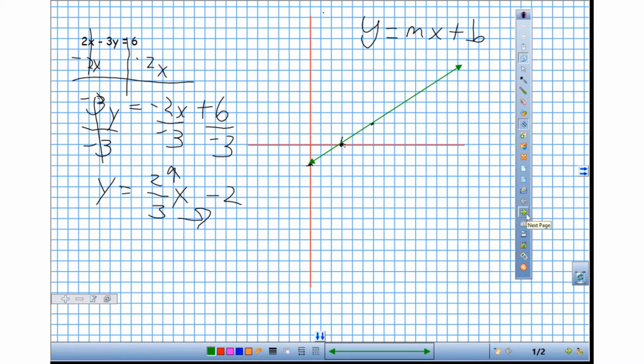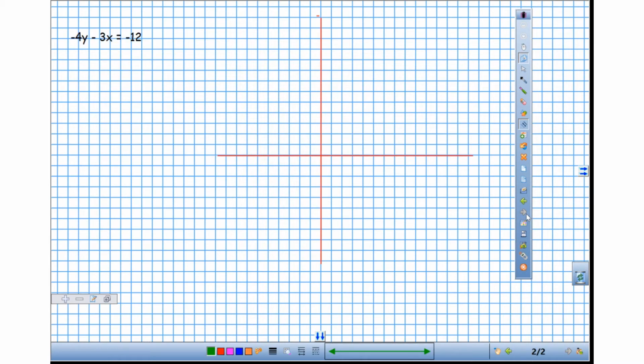Okay, so let's take another look at a different example similar to this, where we have to solve for y. Because if we can put it in slope-intercept form, we can graph it a lot easier. All right, so let's go ahead and look at another one.